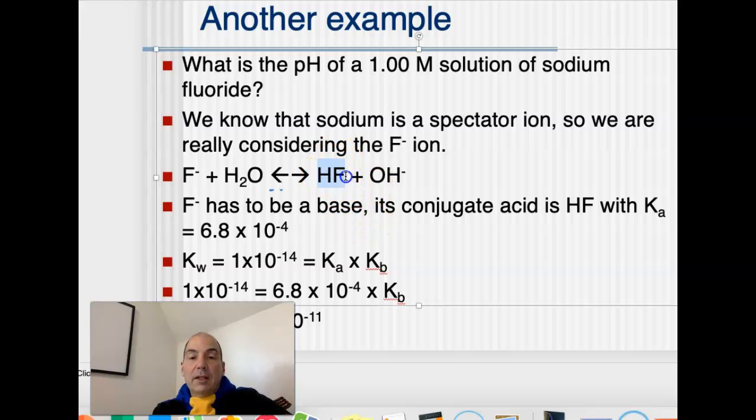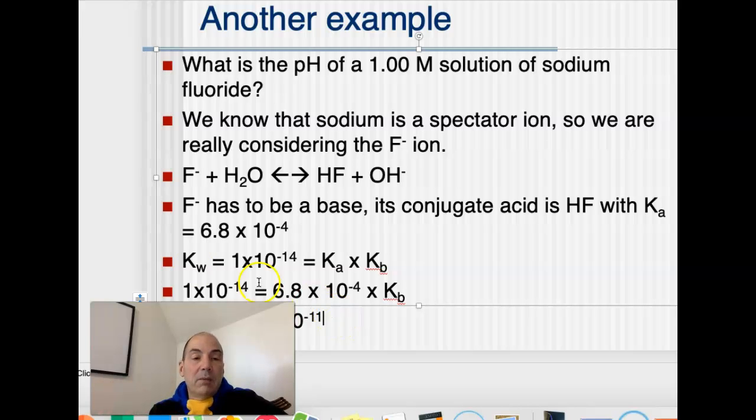However, I can look on a table and find that HF has a Ka value of 6.8 times 10 to the negative fourth. And since I know Kw is 1 times 10 to the negative 14th equals Ka times Kb, I can take my 1 times 10 to the negative 14th, divide by Ka, 6.8 times 10 to the negative 4th, to find that Kb for this reaction is 1.5 times 10 to the negative 11th.